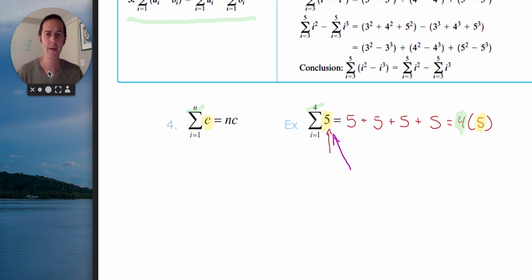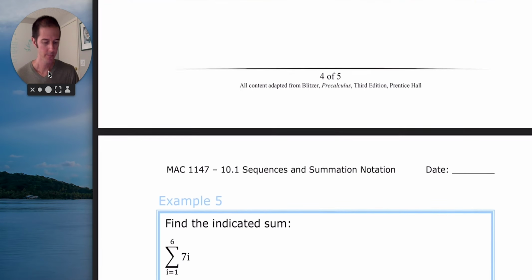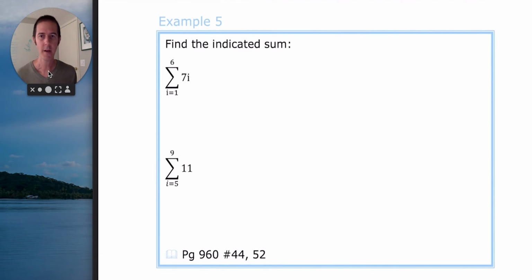That would be called a constant function because it's never changing. Not changing, constant. Find the indicated sum. This is maybe one of my favorite problems to do in this section. I'll show you why. First of all, realize that we can use that same property that we were just talking about, and we can take this constant multiple of 7 and factor it out of the sigma statement. Let's do that right away.